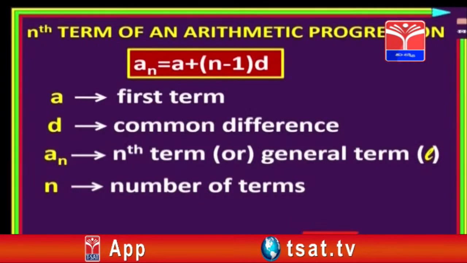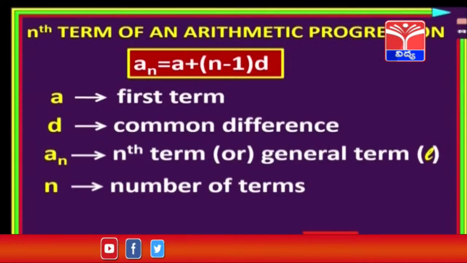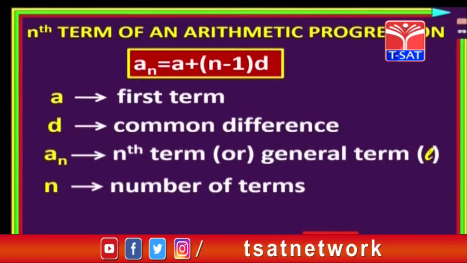Students, the formula is An equal to a plus (n minus 1) into d, right? In this formula, how many terms do we have? Four terms: a, n, d, An. Of these four terms, in some questions they will give three of the four.